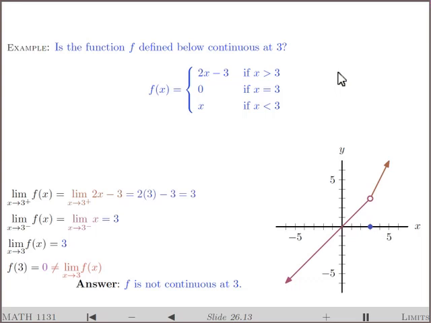So this is an example of how to find discontinuities of functions. I will stop here for now. We will talk about properties of continuous functions next time.